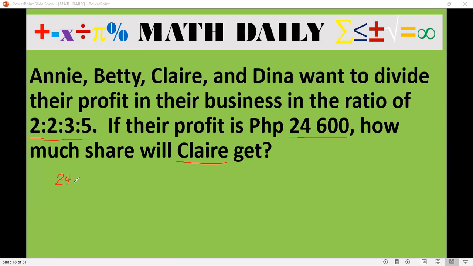You have to divide 24,600 by the sum of the ratio. This is already the lowest term of the share of each of the four persons here: Annie, Betty, Claire, and Dina. So we are going to divide that by the sum. Okay, we have 2 plus 2 plus 3 plus 5.